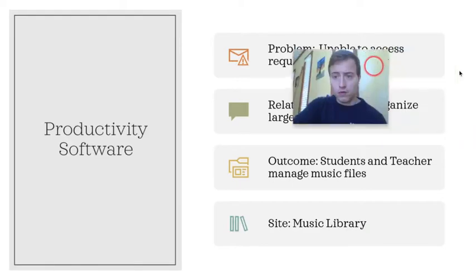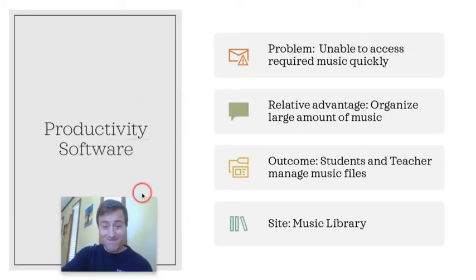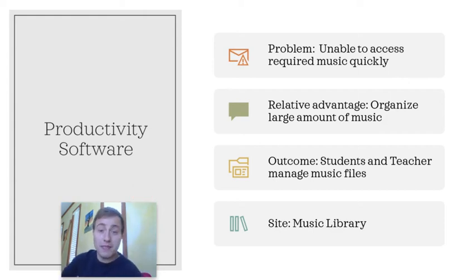Productivity software, so tools that can make your music classroom faster. Our problem is being unable to access required music. A relative advantage is organizing large amounts of music, and our outcome is students and teachers manage music files quickly. The site we're using is Music Library, but it's also available in such databases as Spotify. You can search through Spotify. It's a large database of available music through genres. You can do the same with Music Library.